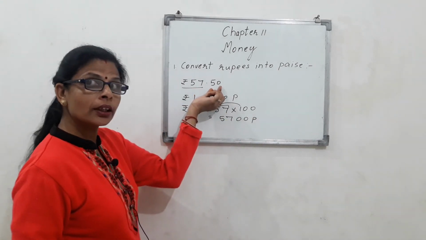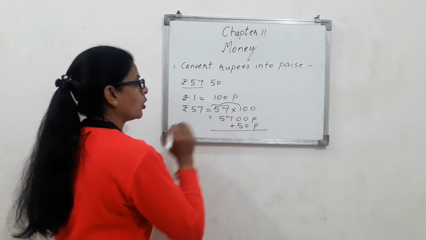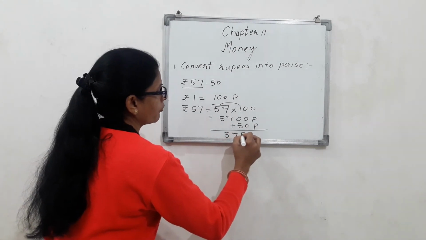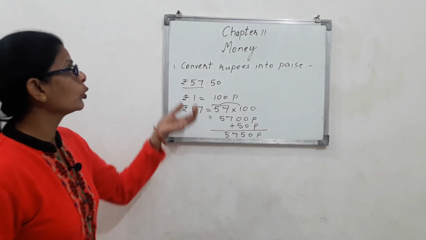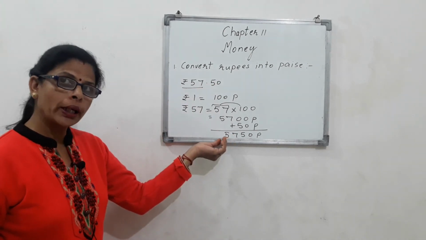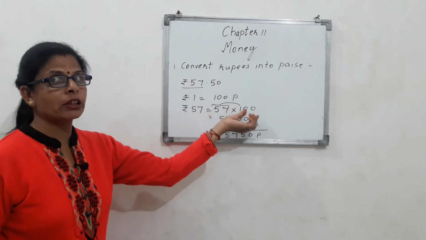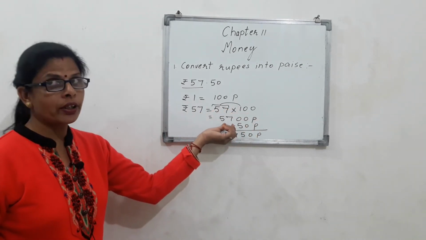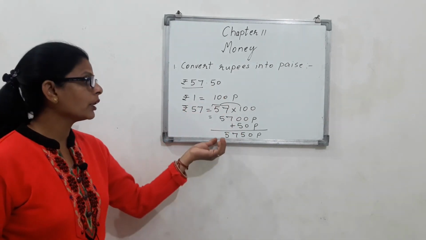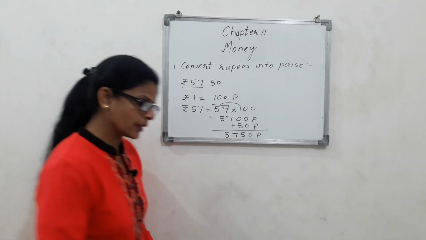Now we have converted 57 rupees into paisa. Now this is also paisa, so we'll add 50 paisa in it. So how many paisas will be there? 5,750 paisa. So rupees 57 and 50 paisa is converted into paisa. First we have to convert the rupees into paisa by multiplying 57 by 100. We'll get 5,700 paisa, and 50 is the paisa, so we'll add 50 in it and we'll get 5,750 paisa. Clear? One more example.